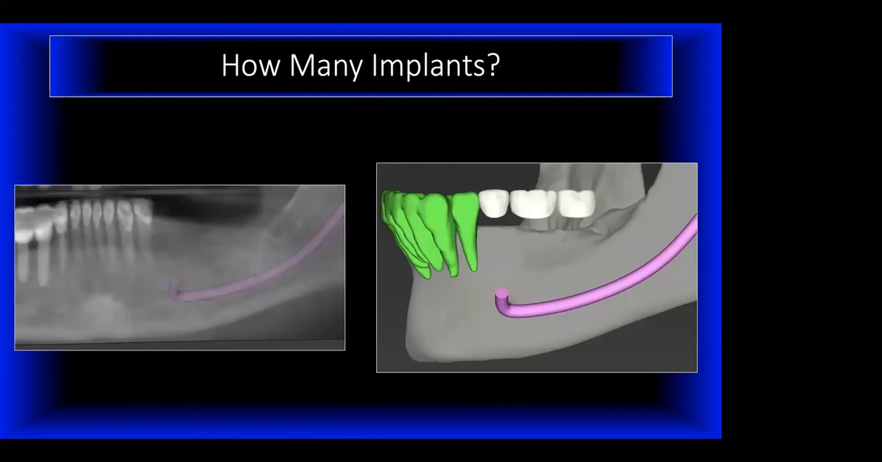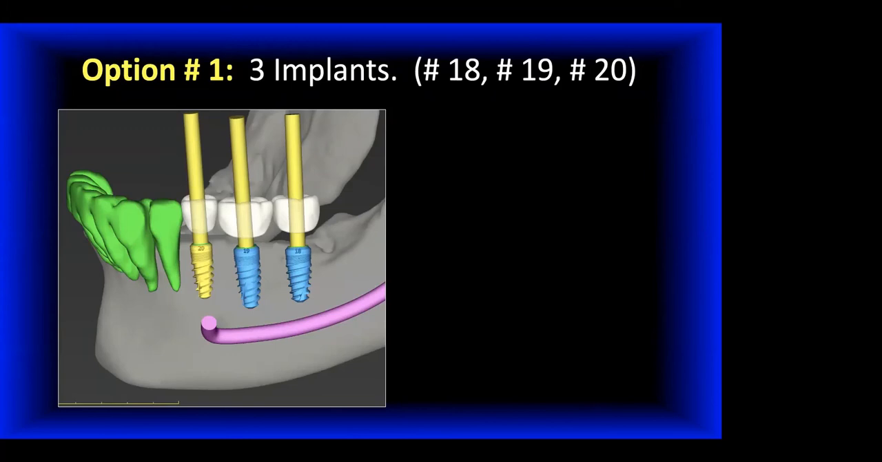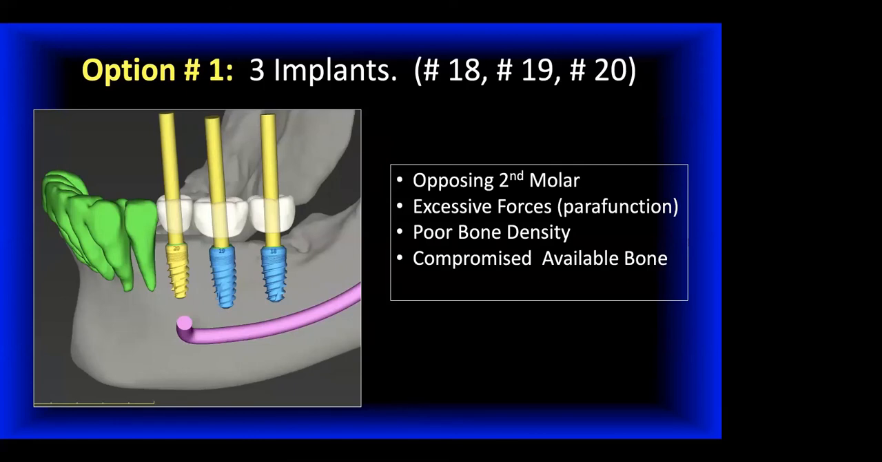So that takes us back to how many implants do we need in this case? Well, let's go through the options. What are our options? We could do 3 implants. So what are the indications for 3 implants? Putting an implant in 18, 19, and 20. Usually we try to get a minimum 5 millimeter diameter implant in a molar and at least a 4 millimeter implant in the bicuspid area. So what are the indications?